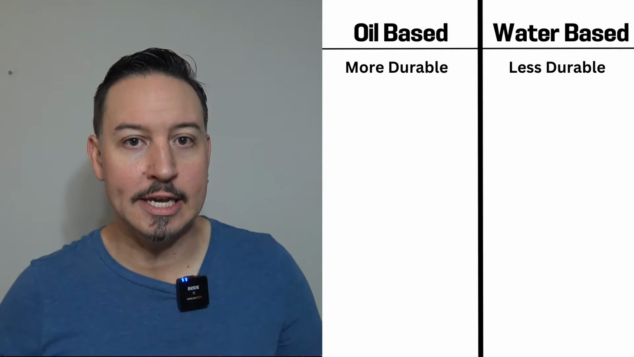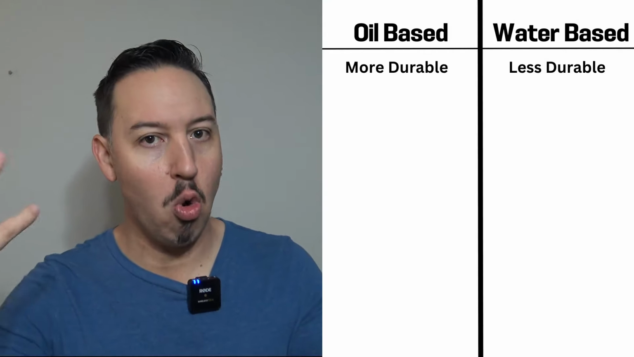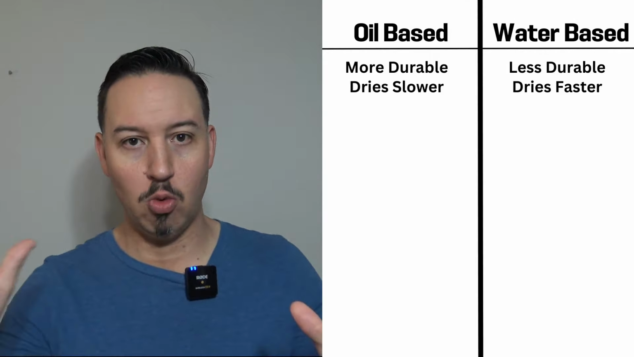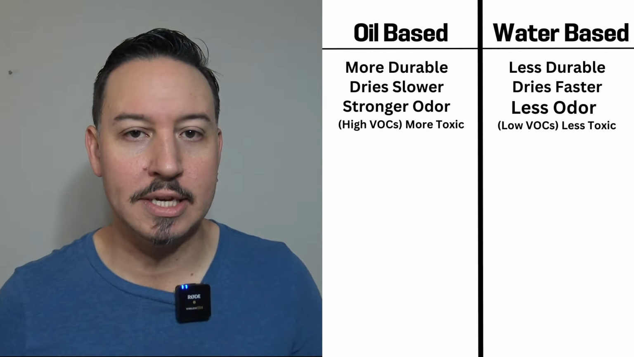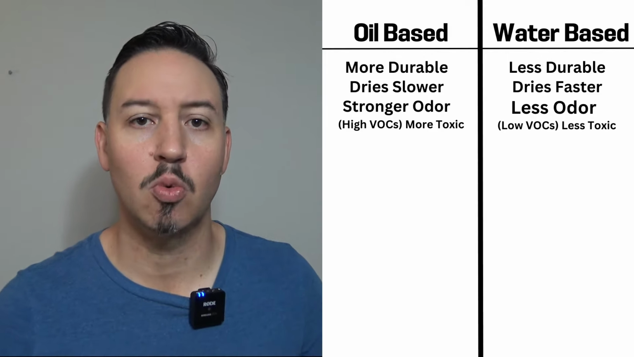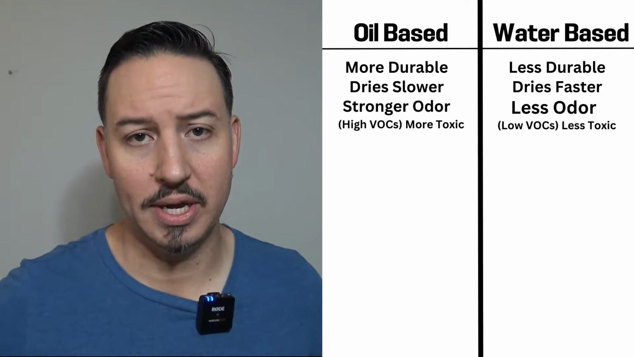Paints can be broken down into 2 primary categories: oil-based paint and water-based paint. Those titles are referring specifically to the solvent in the paint, oil or water. Let's look at the differences. Oil-based paint is more durable than water-based paint. Oil-based paint dries slower than water-based paint. Oil-based paint has stronger odors, so higher levels of VOCs. It's way more toxic than the water-based paint.